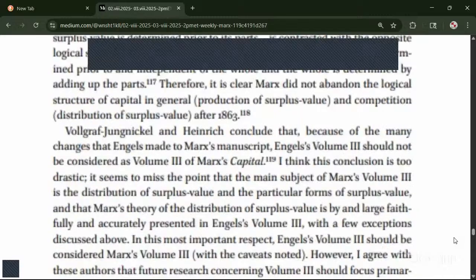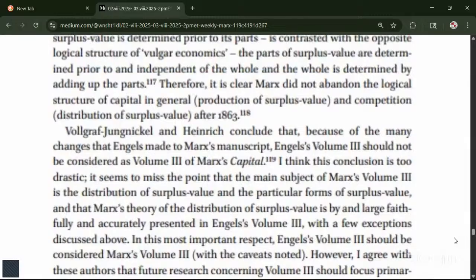Wolfgraf, Jungnickel and Heinrich conclude that because of the many changes that Engels made to Marx's manuscript, Engels' Volume 3 should not be considered as Volume 3 of Marx's Capital. This is an important point. Footnote 119. I think that this conclusion is too drastic.